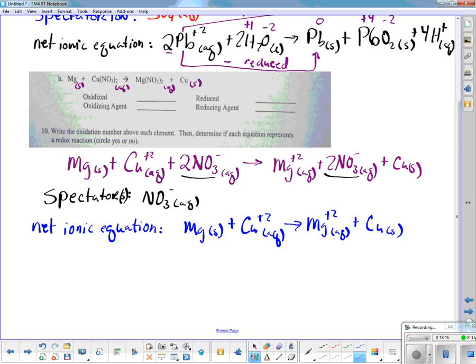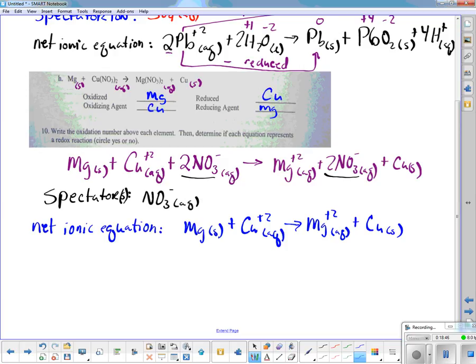Well, I can see really quickly what's oxidized and what's reduced here, can't I? Because any element by itself is 0. So what's my oxidized? What's becoming more positive from the reactant side, which is the left side, to the product side, which is the right side? Magnesium. So magnesium is oxidized. Because it's oxidized, it's my reducing agent. What's being reduced? Becoming more negative. Copper. So copper is reduced, and it is my oxidizing agent.